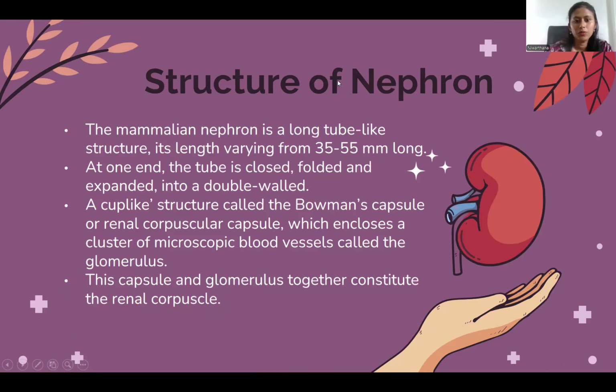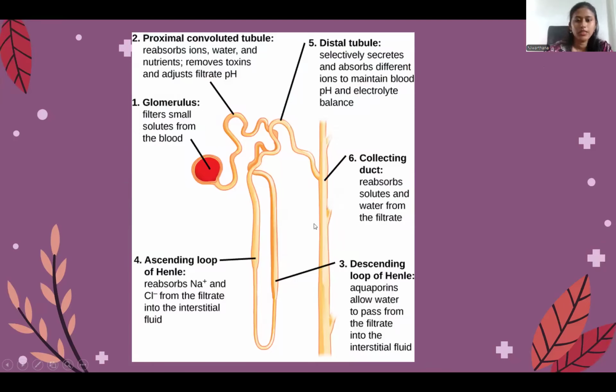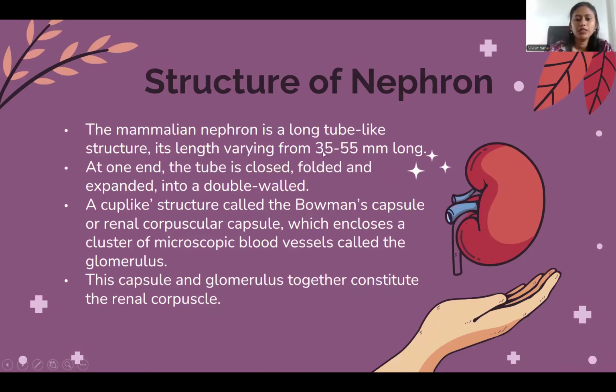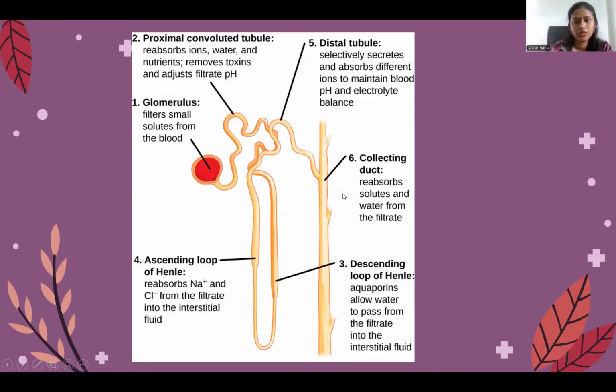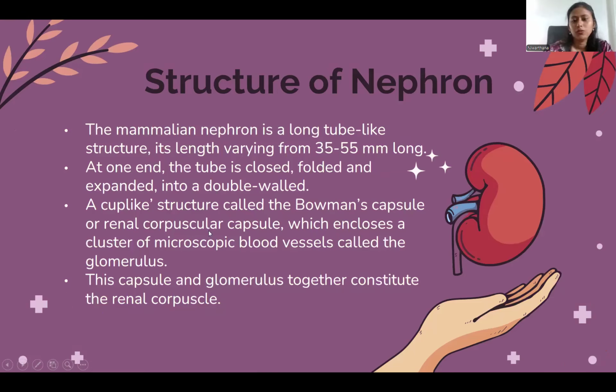So, the structure of a nephron. When we take a mammalian nephron, it is a long tube-like structure, about 35 to 65 millimeters long. At one end, the tube is closed, folded and expanded into a double wall. This cup-like structure is called the Bowman capsule, also called the renal corpuscular capsule, and it surrounds the glomerulus.